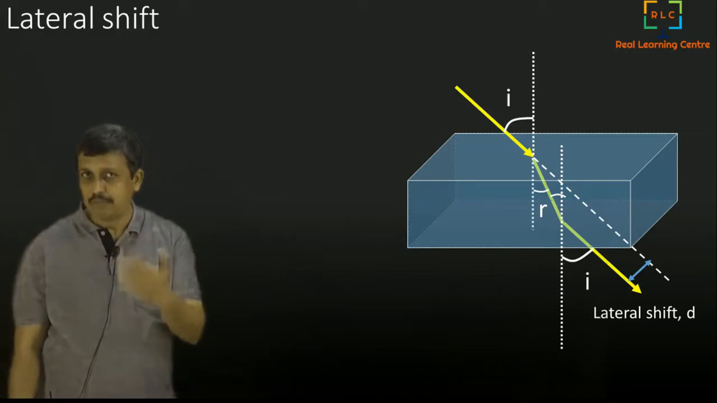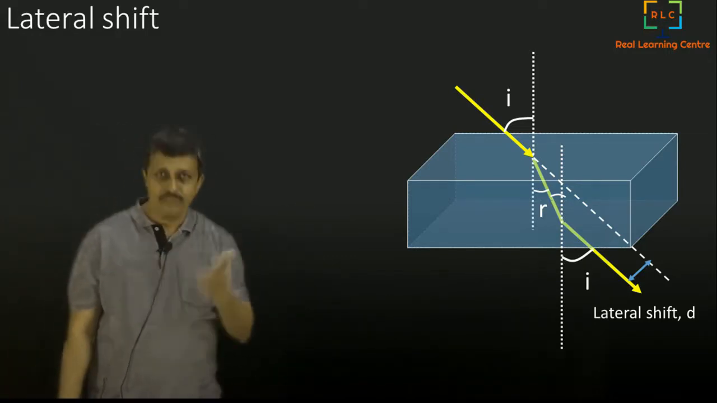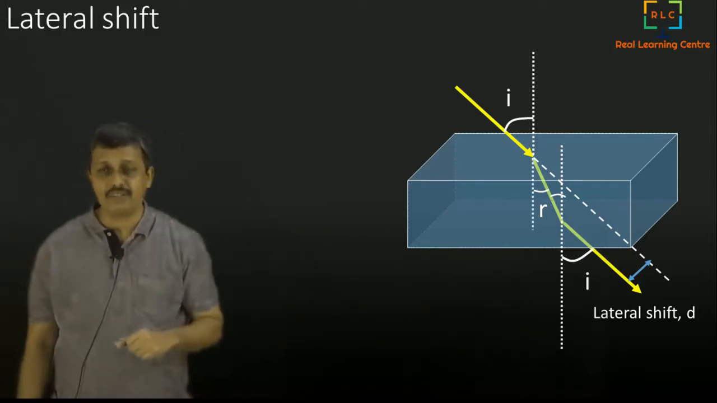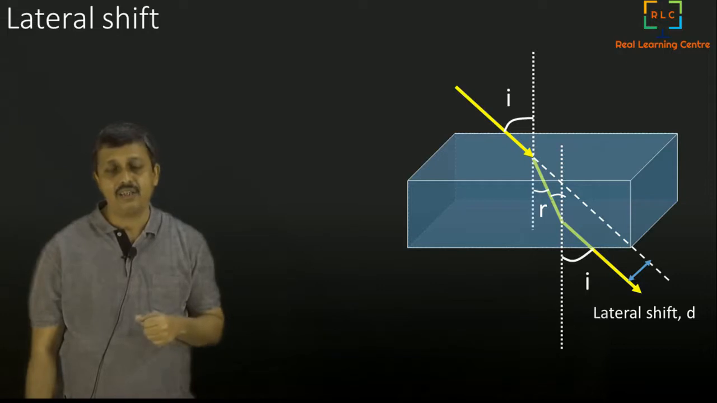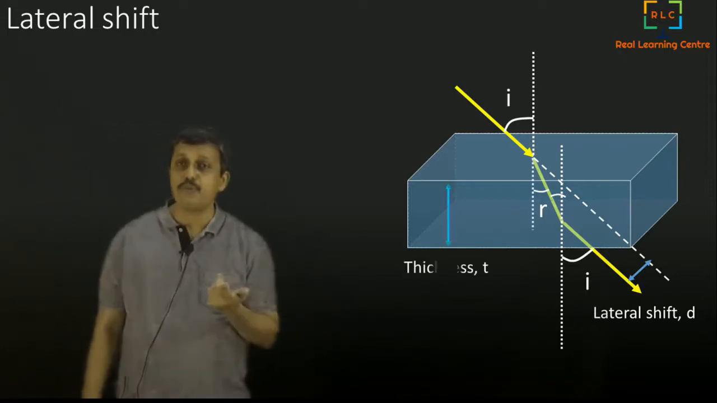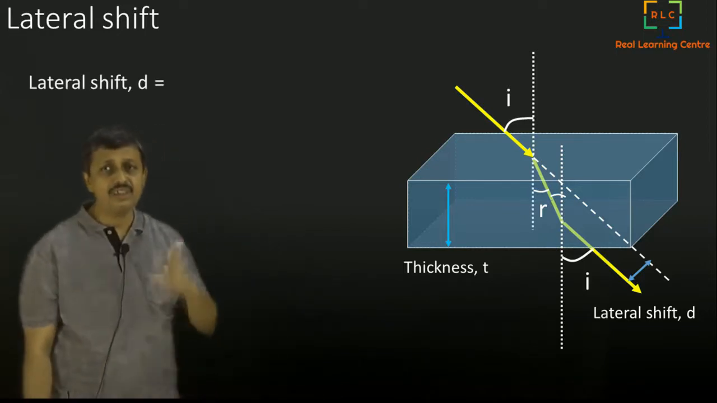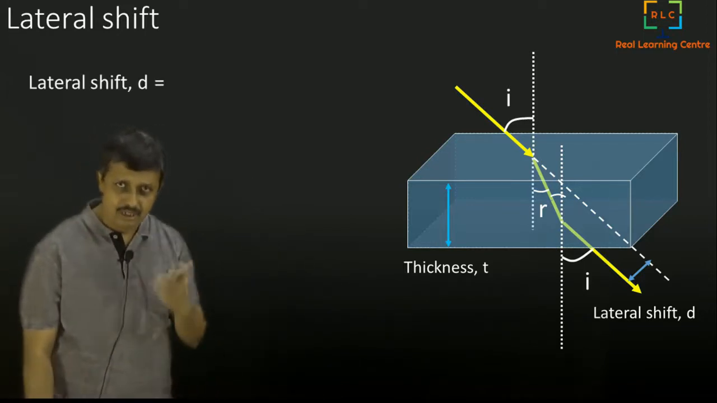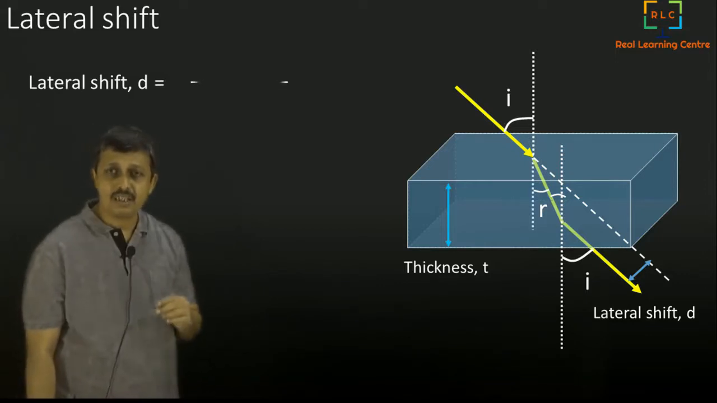Okay, so it is possible to geometrically find out how much this lateral shift is. We know Snell's law, which is sin i by sin r is equal to refractive index, and we also know the thickness. We can compute. So instead of deriving that, I will give you the formula, but I think you can sit with a sheet of paper and compute it.